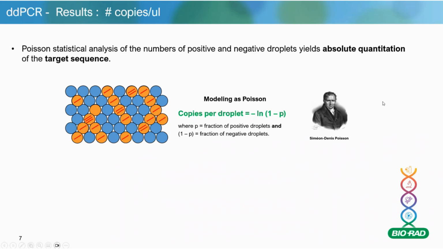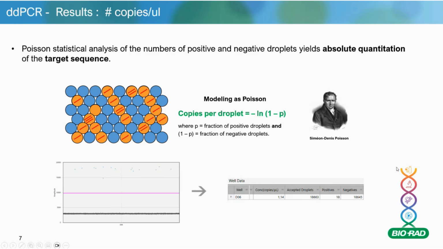Now, the good news is you don't have to do anything with statistics. It's not like real-time PCR. There's no interpretation, no manual delta CQ inputs and means and all those kind of things. It's just done in the background, where it takes the fraction of positives and the fraction of negatives, and it's calculated. And in the software, it gives you the results.